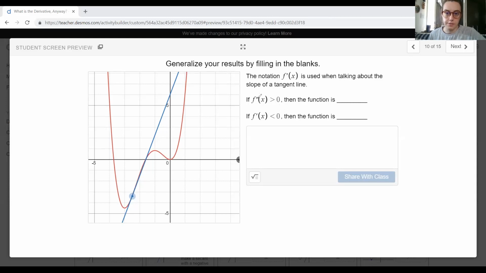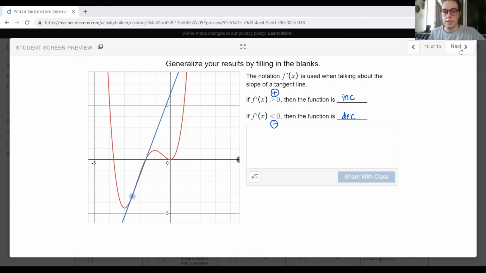When the derivative, right, the slope of the tangent line is positive, then our original function, which is represented by this red curve, should be increasing. Similarly, when the derivative is negative, then the function is decreasing, right? So that's been really helpful for us. We've been using this tool to find where we have min and max, or at least to classify whether or not we have a minimum or a maximum.